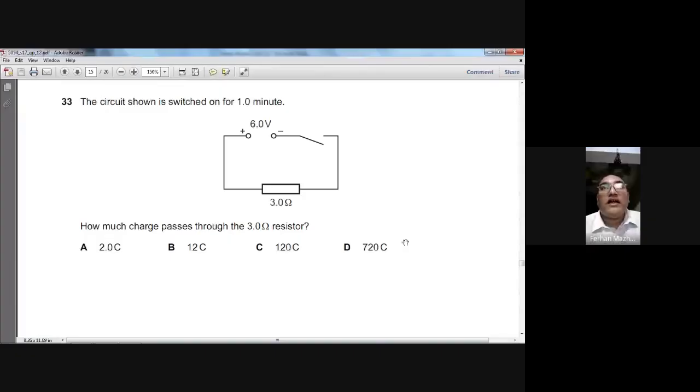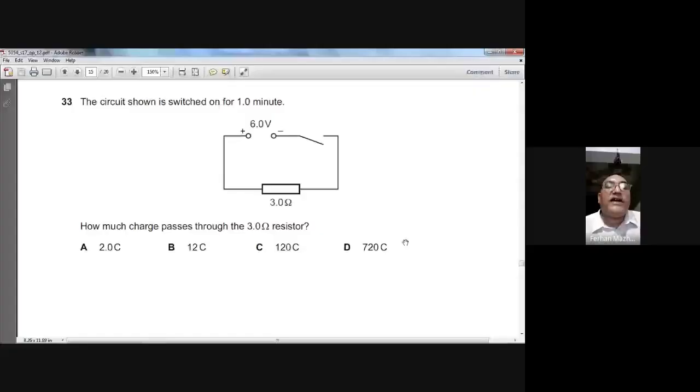Now I know the time, I know the current, I can tell how much charge is coming. I equals Q by T. So I know the I value, I know the T value, so we can find the Q charge. I is 2 and the time is 1 minute, which means 60 seconds. So 2 multiplied by 60, 120 coulomb is the answer. So C is the choice, sir. Question number 33, C is the choice.